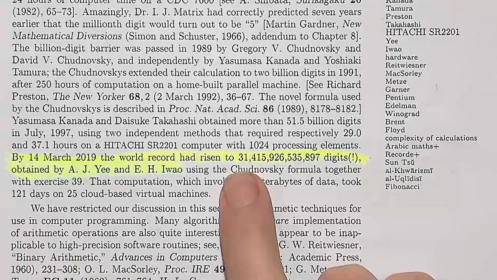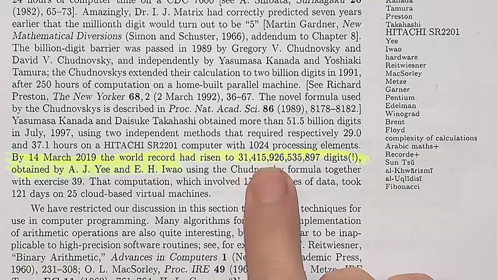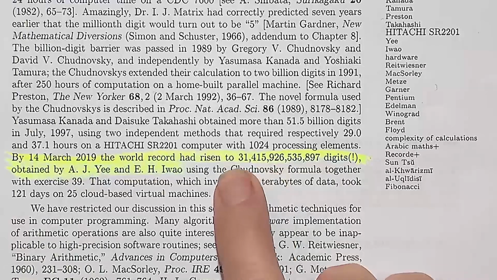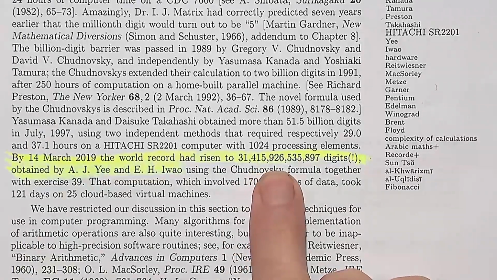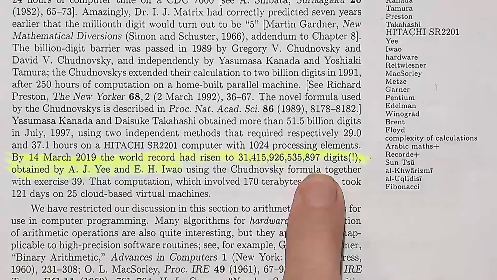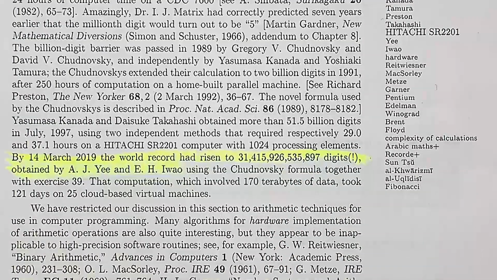Now the number of digits is 31,415,926,535,897 digits, and it was obtained using algorithms by Alexander E. I don't know, he might be here, and I think he lives around here, and Emma E. who led a team at Google, and I had the privilege of meeting Emma last month. So this is the current status of the digits of pi.